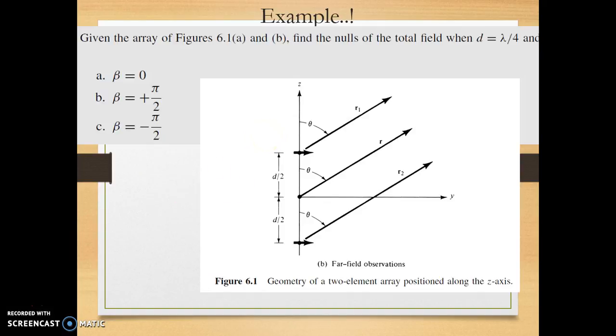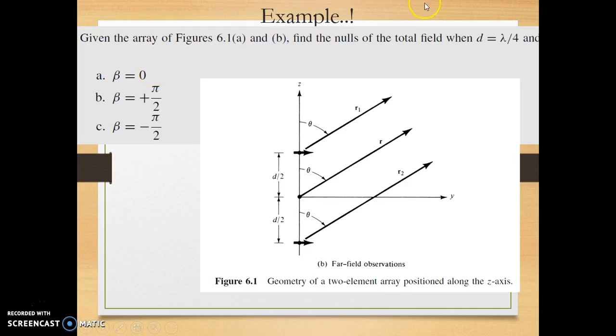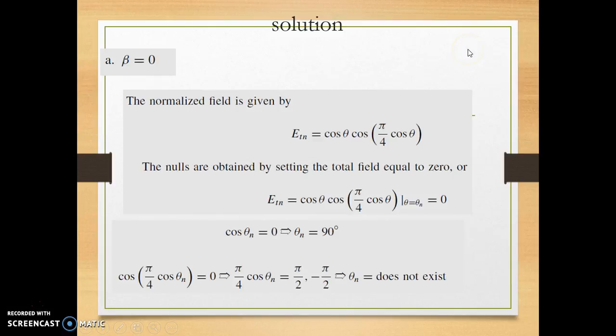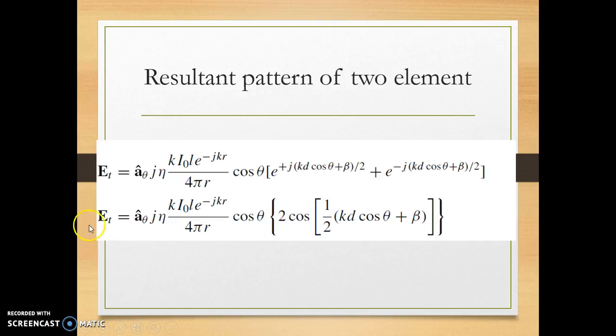Let us look at one very specific example, the case of separation of lambda by 4 and various cases of excitation: beta is equal to 0 is case 1, beta is equal to plus pi by 2 is case 2, and beta is equal to minus pi by 2 is case 3. So if we consider beta equal to 0 and d equal to lambda by 4, your normalized pattern will look like this, cos theta times cos of pi by 4 cos theta. And how has this expression come? This expression has come from the resultant ET.